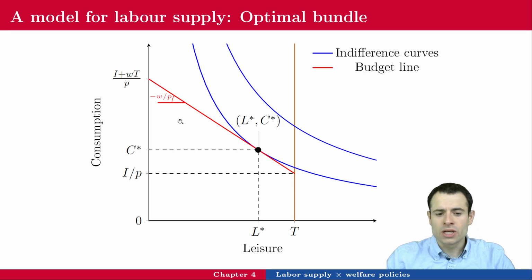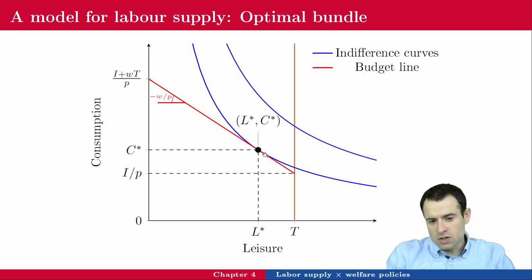Any point below the budget line is an affordable combination of consumption and leisure. Any point above is not affordable to the consumer. Working this much and consuming this much is not possible. Our agent will not have enough money to afford that bundle. Then, the consumer is constrained to stay within the boundaries of this set, all the affordable bundles. He's going to look for the highest possible indifference curve such that it stays within the boundaries.